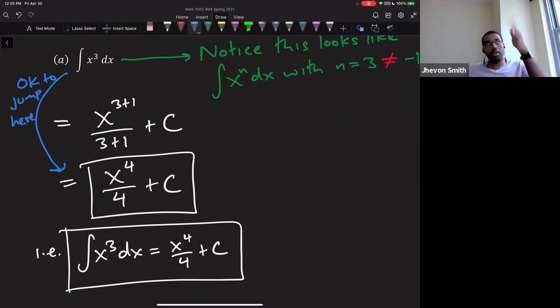Okay, you don't have to show me, oh, I'm doing a plus 1. You should know in your head that you're doing a plus 1. So you're adding 1 to the power and dividing by the new power, right? That is the antiderivative of a power function.